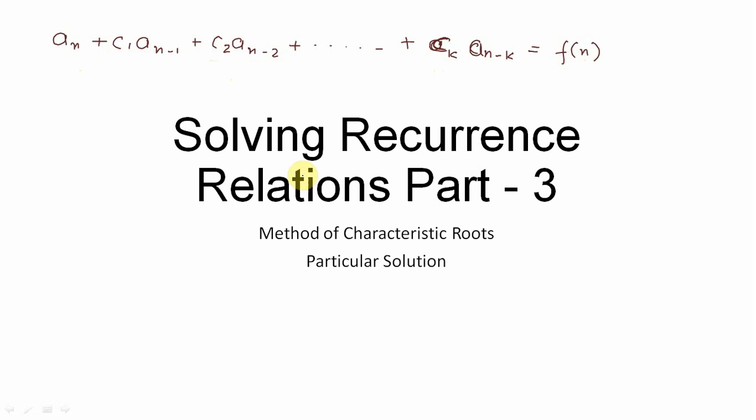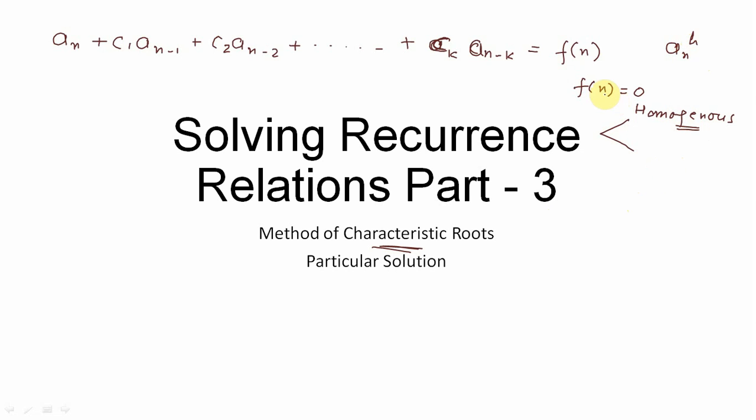Now, in order to solve this recurrence relation with the help of the method of characteristic roots, we said that the solution will be made up of two parts. One is called the homogeneous solution, for which we equate this function f(n) to 0. That means we only take the left hand side of the recurrence relation, equate it to 0, and find the solution with the help of the methods of characteristic roots. That is called the homogeneous solution. We will denote it by a_n^(h).